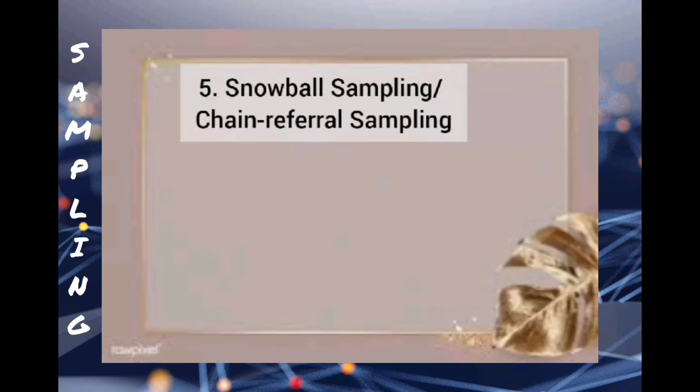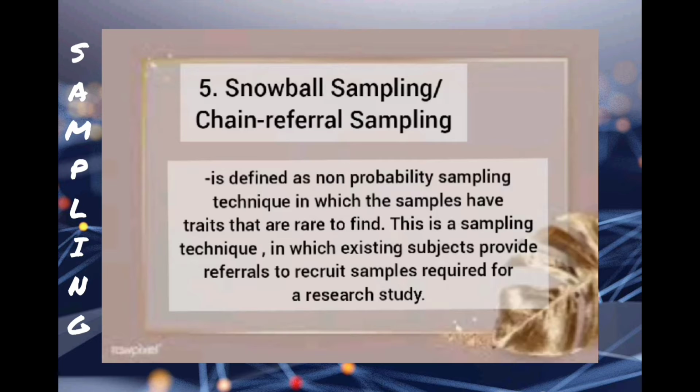The fifth and last type of non-probability sampling is called snowball sampling. Snowball sampling, or chain referral sampling, is defined as a non-probability sampling technique in which the samples have traits that are rare to find. This is a sampling technique in which existing subjects provide referrals to recruit samples required for a research study. This method is often used when researchers wish to study a population where the subjects are particularly hard to identify or reach.